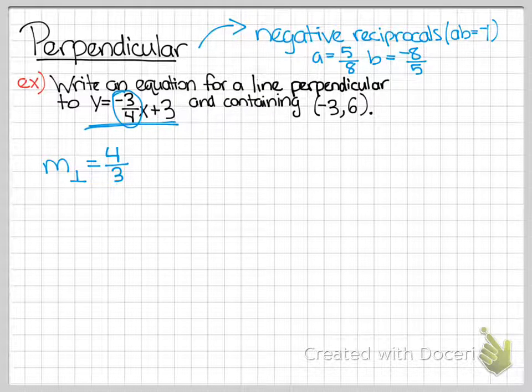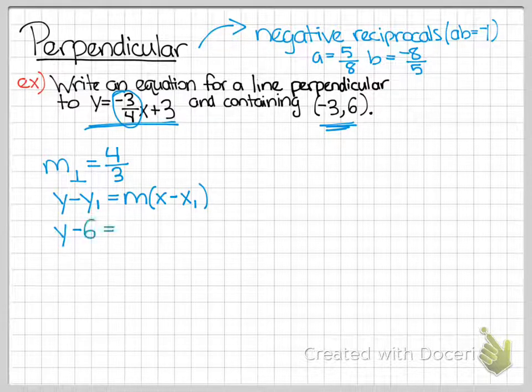So that is really the only part that's different between doing parallel and perpendicular. For perpendicular, you have to change that slope. Okay? So now it's going to work the same way as our one before did. We're going to use point-slope form to get our equation. So here, we have the point negative 3, 6, so we're going to plug that in. So y minus 6 equals 4/3 x minus a negative 3, so that becomes plus 3.